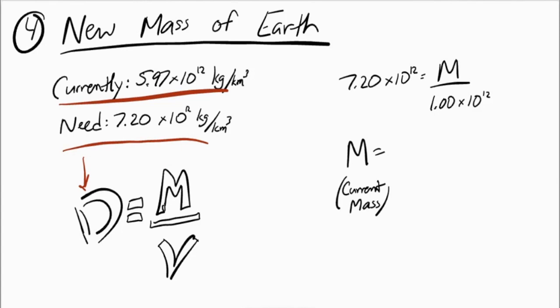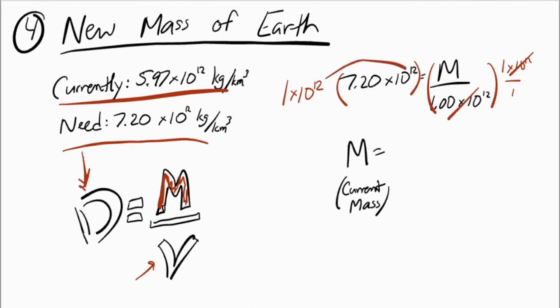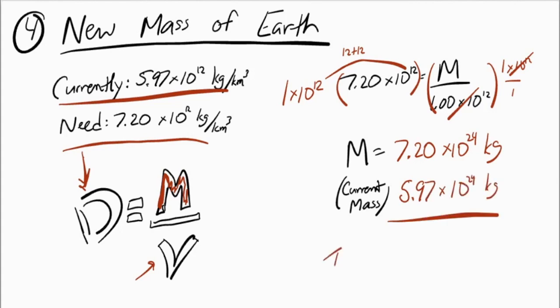So we are going to take the density we want, place it into the d equals m over v equation, and we're going to take the volume that we already have from previous, 1 trillion cubic kilometers, and we're going to find this new mass that we need. We're going to multiply both sides by 1 times 10 to the 12, and when you multiply powers of 10, instead of subtraction, you're going to add them together. Current mass, however, like we've said before, we used in the beginning, kind of similar to the density, 5.97 times 10 to the 24 kilograms. We are going to need an increase of 1.23 times 10 to the 24 kilograms.